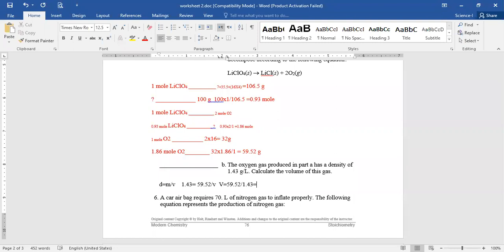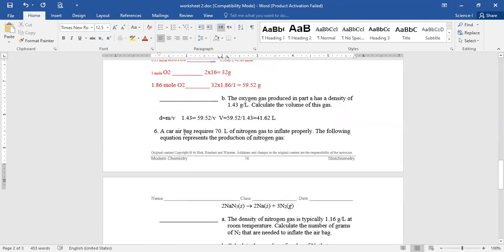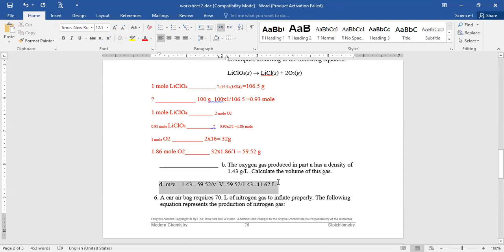Could you make your calculations, please? We said that density equals mass over volume. So the given density is 1.43, and the mass is 59.52. As it's volume, it must be measured in liters. Okay, so that's like that. Another question. So like that, guys, we answered number 5.